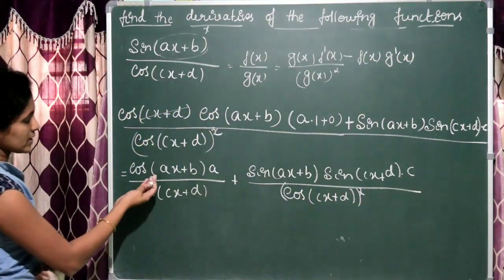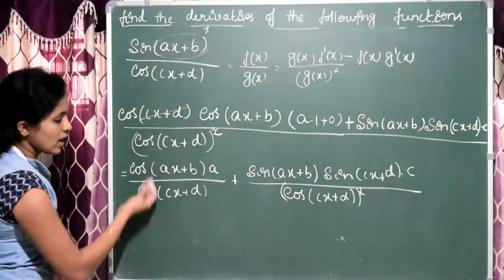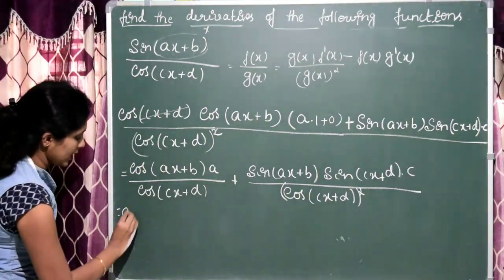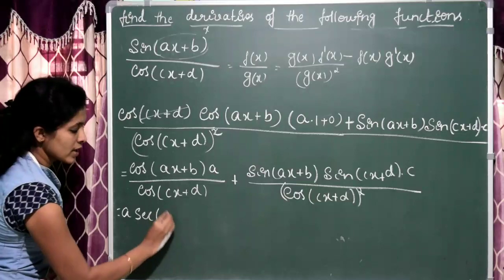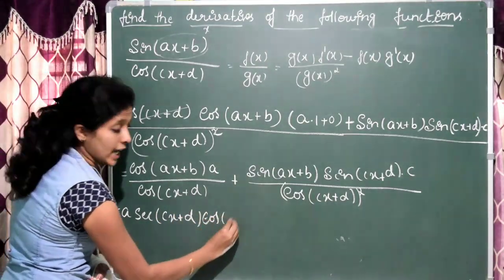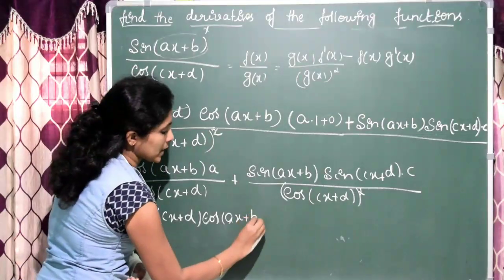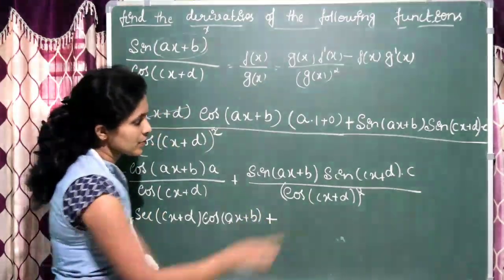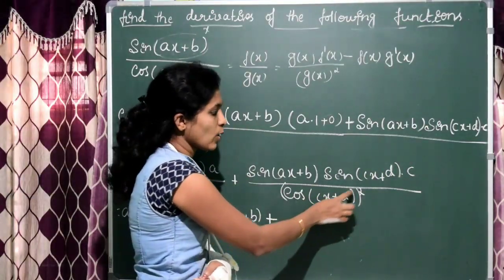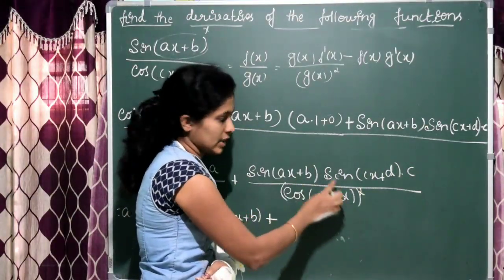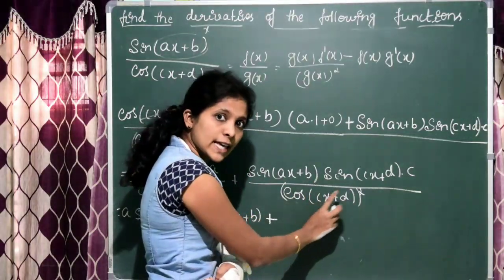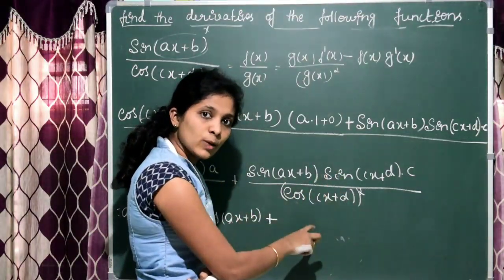Understood? Now you can write this is cos of ax plus b into a. 1 by cos of cx plus d is there. 1 by cos will be secant. So a into secant of cx plus d into cos of ax plus b. Now plus here sin of cx plus d is there. Here cos of cx plus d whole square is there. 1 we can consider here. So it will be sin of cx plus d divided by cos of cx plus d. So sin by cos will be equal to tan.